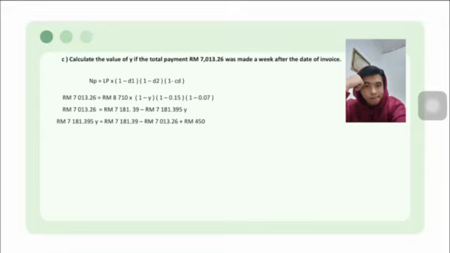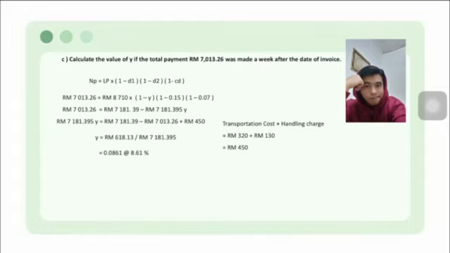You will then have to add the transportation cost, which is 320 ringgit, and the handling charge, which is 130, to the right side. This then gives you 618.13. After all of that, you would have to divide 618.13 by 7,181.395. In the end, you will get Y equals 0.0861, or you can also write it as 8.61%.